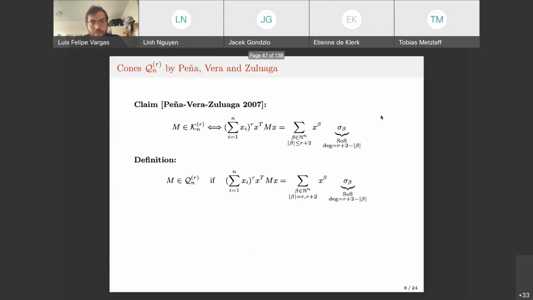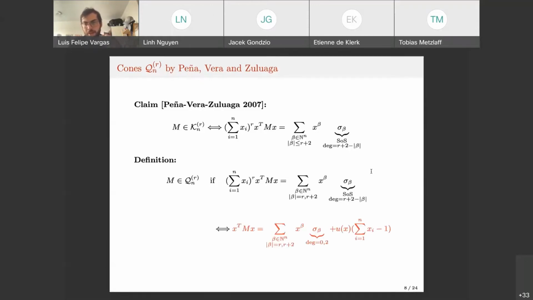So what they consider is the cone Q^n_r, which is when such a decomposition exists, but just considering the monomials of degree r or r plus 2. And this in practice is much better, because now we have just to consider the sum of squares with degree 0 or 2. And of course, this is easier to implement than the cone K^n_r.